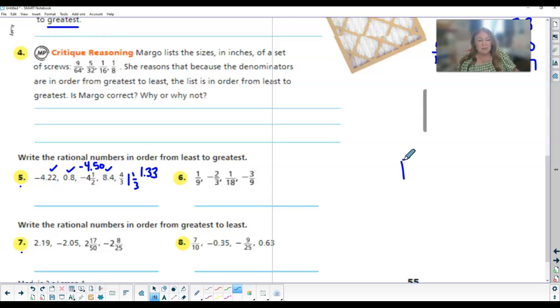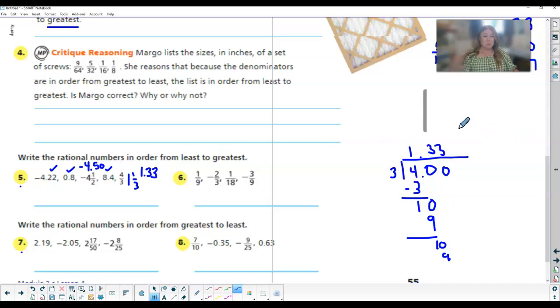1.33. Now, if we can't remember that, what we can do is I can take 4, the numerator, and I can divide it by 3. It's in there one time. You get 1 left over. Bring down that 0, goes in there 3 times, so it's just 9. 1 left over. We're going to bring down another 0, right? Can you see that this is going to go on forever, 1.333. So if you don't know the decimal off the top of your head, a fraction is just a division problem.